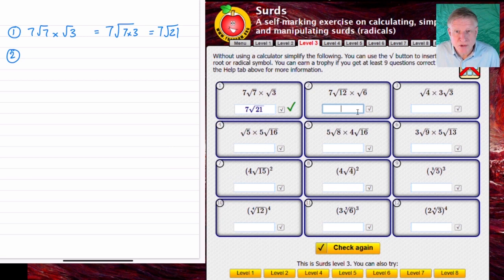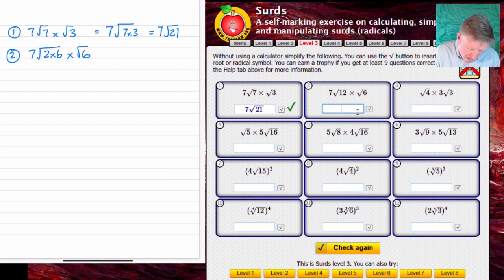7 times root 12 times root 6. How are we going to combine these? Well, I have an idea that 12 is 2 times 6, and the 6 is the same as that second term there. So that might be helpful.